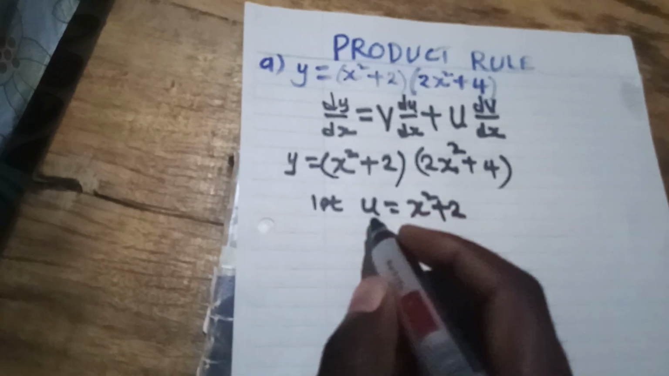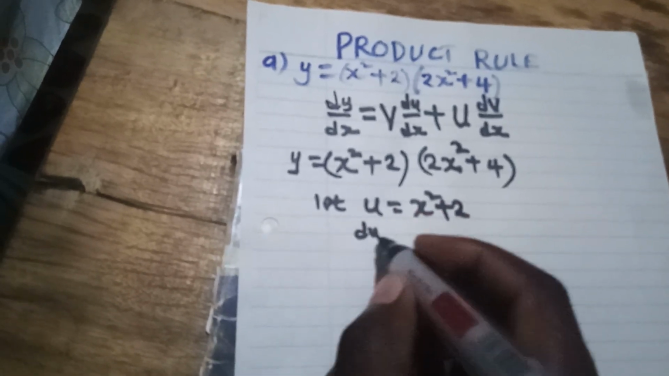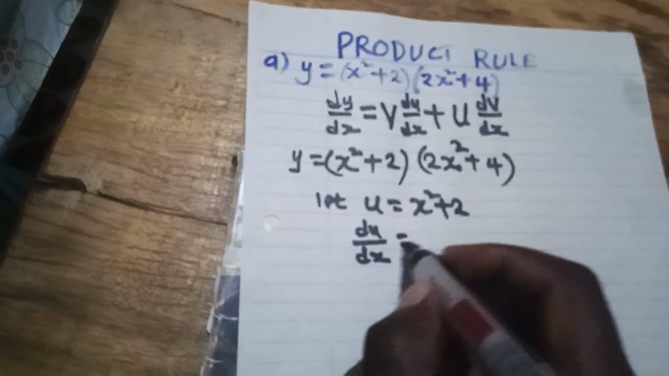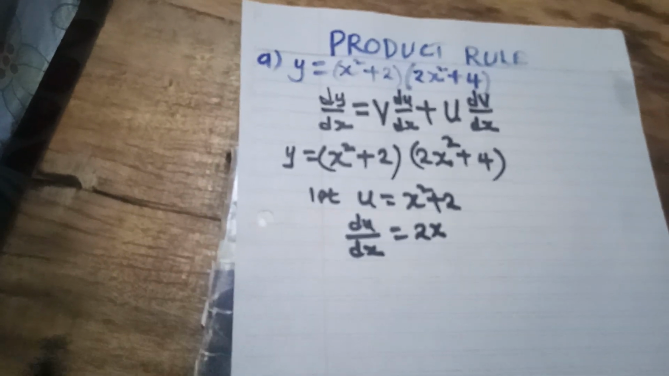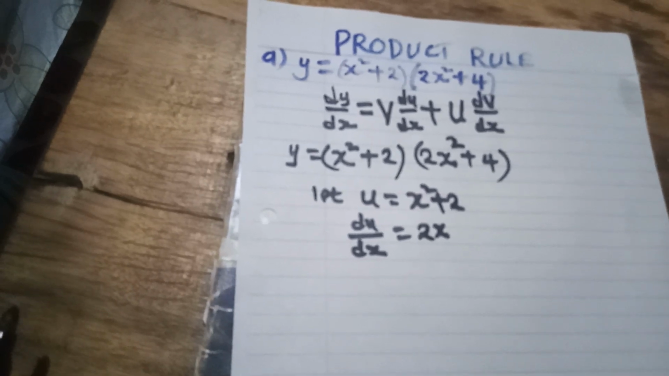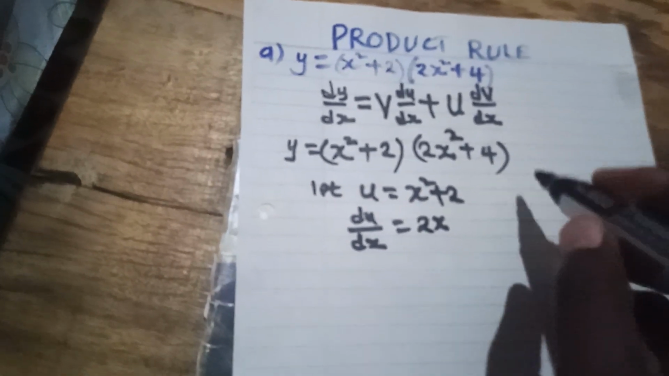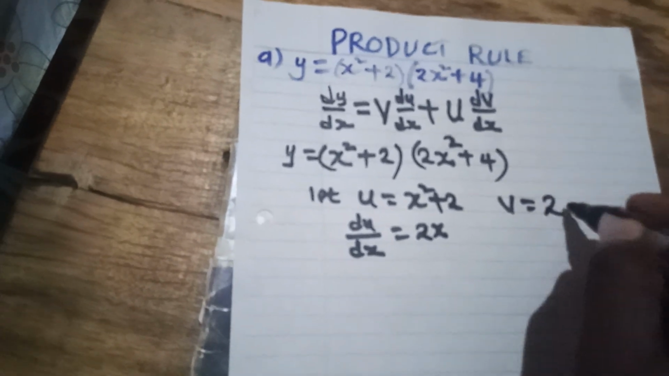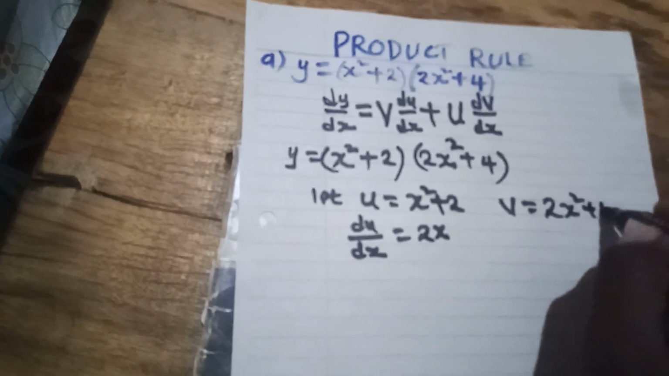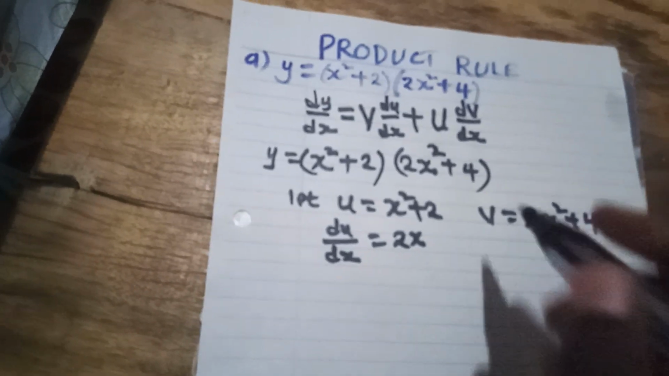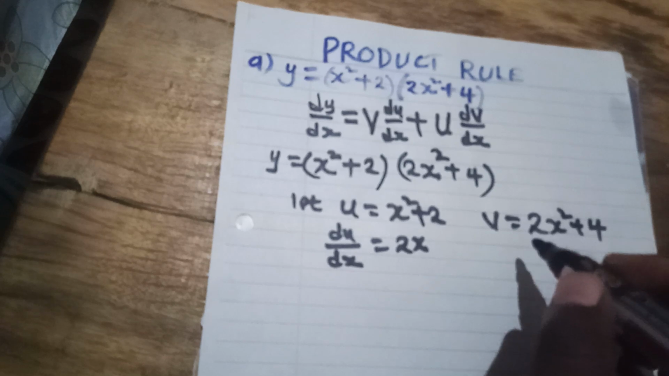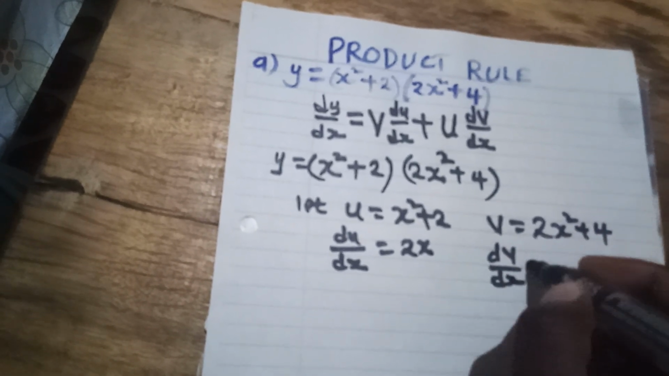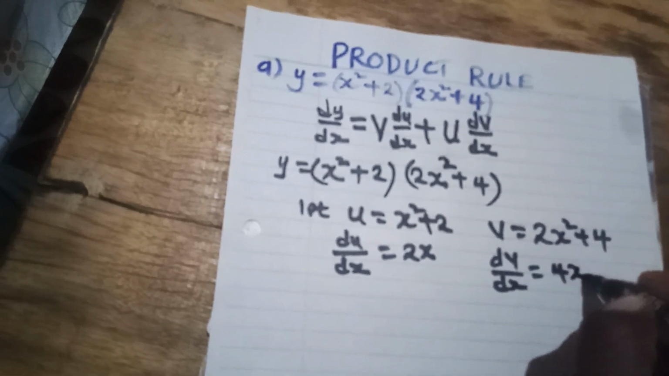Then when we differentiate the value of u, we will have du over dx. We differentiate u with respect to x, we'll have it as 2x. Then we let the value of v be equal to 2x squared plus 4. Then when we differentiate v with respect to x, we'll have dv over dx being equal to 4x.